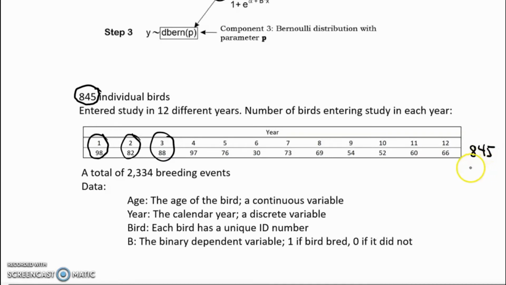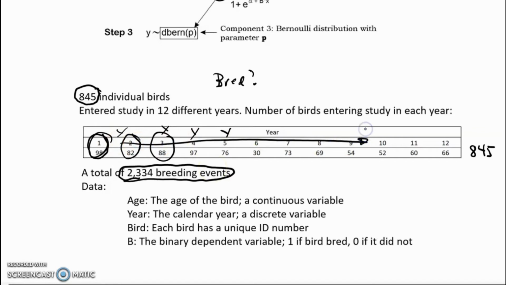If you add all these up, you get 845 birds. But what we're going to be interested in right now is whether or not these birds bred. Did they breed? So if they entered in this year, they'd have breeding events between year 1 and 2, and then breeding in year 3 and breeding in year 4. So you've got many breeding events, and you've got a lot of birds, and each one of those birds was tracked over a really long period of time.